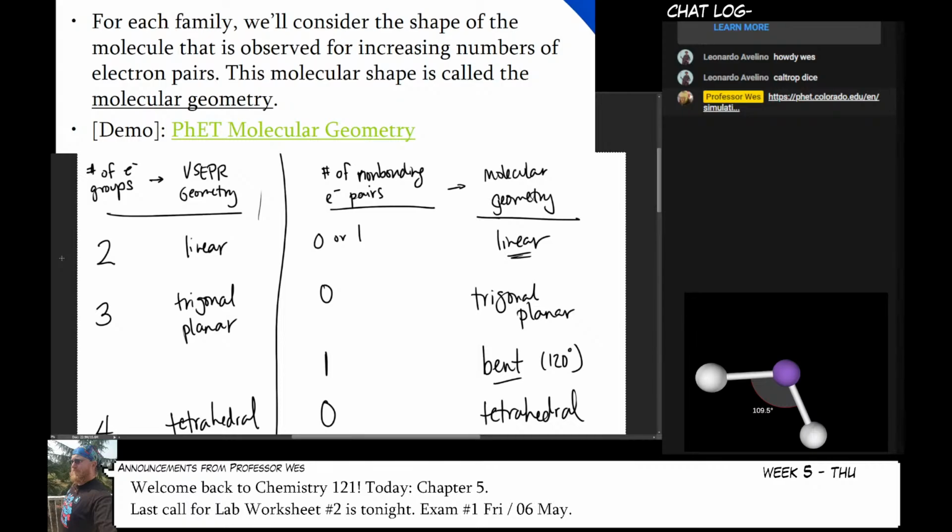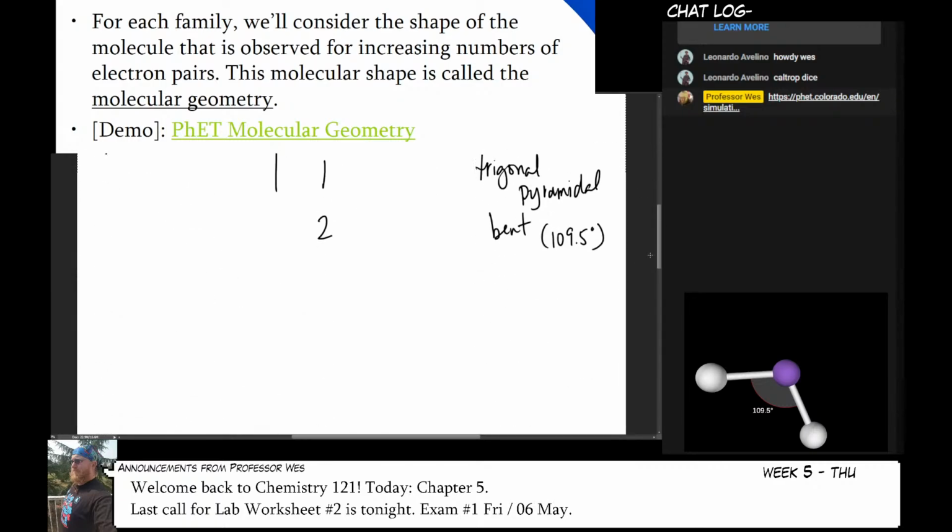So what you're going to do is draw the Lewis structure of any molecule. For example, if I drew, say, let's draw this again. And what you would do is you would say, okay, I'm going to count the electron groups. So I got 1, 2, 3, 4. 4 electron groups.